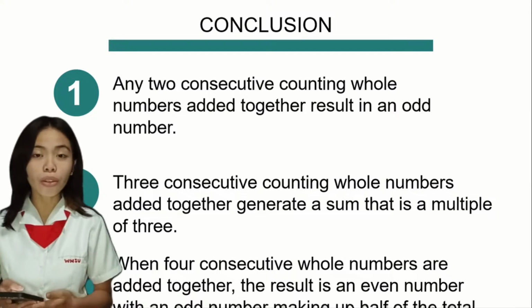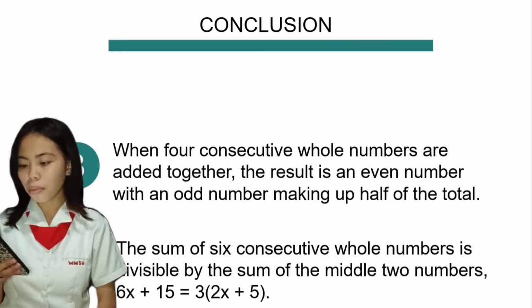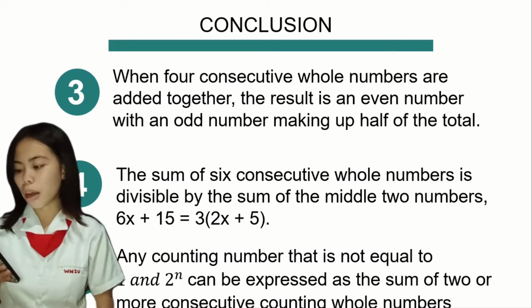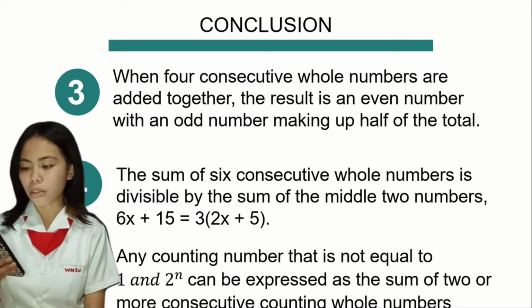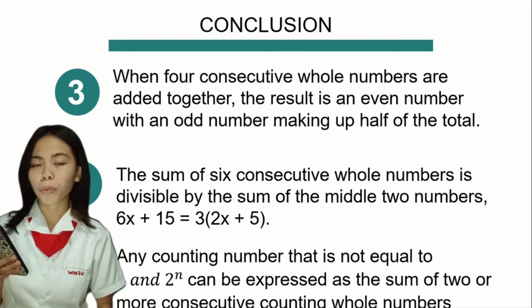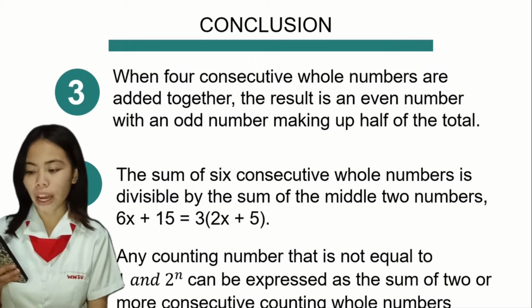3. For our conclusion number 4, the sum of 6 consecutive whole numbers is divisible by the sum of the middle two numbers. An example for this is 6x plus 15 equals 3 multiplied by the quantity of 2x plus 5.